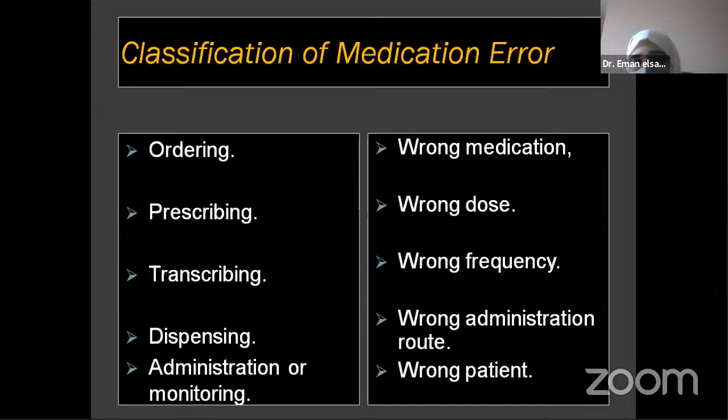This is the classification of medication error. It may be in ordering, in transcribing, prescribing, dispensing, and administration. Maybe it is the wrong medication, wrong dose, wrong frequency, wrong timing, wrong patient, wrong administration route, a lot of categories, a lot of classifications of medication error.